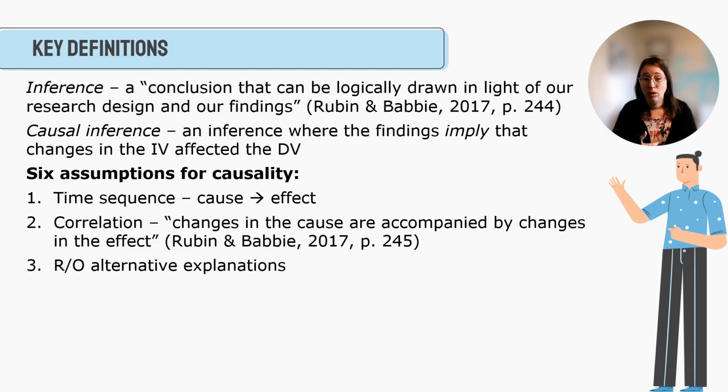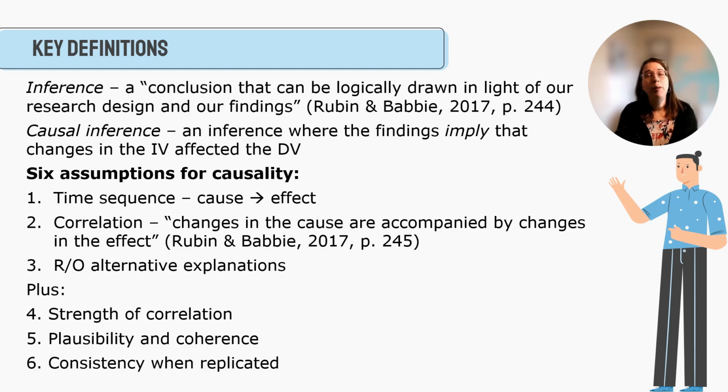Finally, we have to be able to rule out alternative explanations. We talked about moderating and mediating variables and extraneous variables. We really need to see, did something happen outside my study that could have affected the results? Or can I confidently say that it was only the change in my independent variable that caused the changes in the dependent variable?